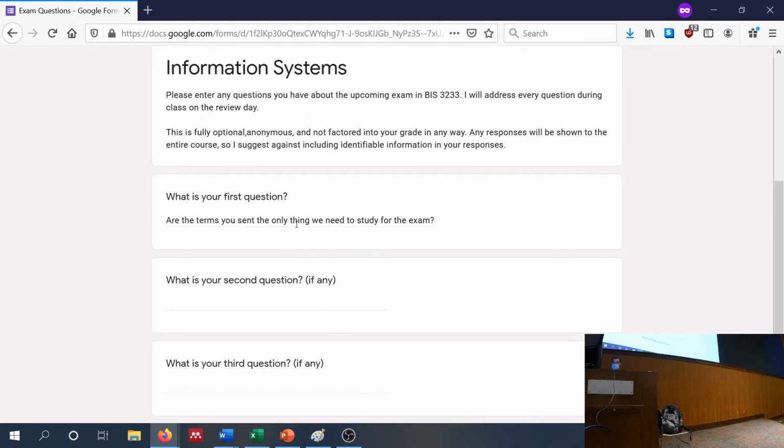Are the terms you sent the only thing we need to study for the exam? I don't really know. I hesitate to say it's the only thing you should study. If you know each of those terms, that's what the exam is covering, so I'd say it'd probably be fine. And again, it's not like you have to memorize any term. You need to know how to find it very quickly, because you can probably look up, depending on how quickly you are, maybe 10-20% of the questions.